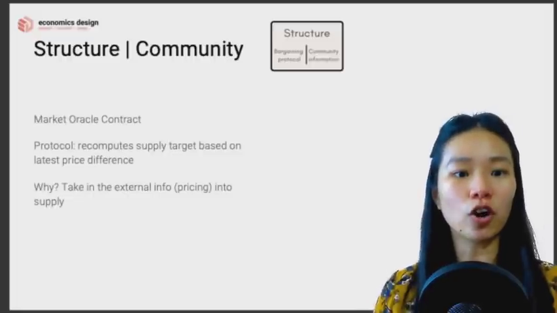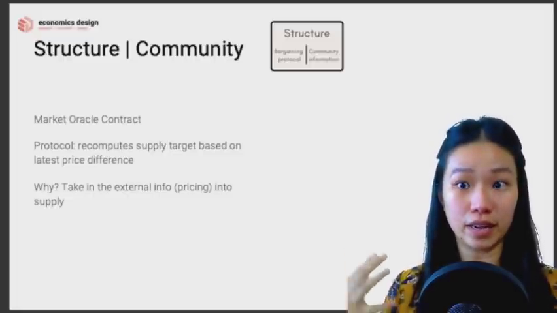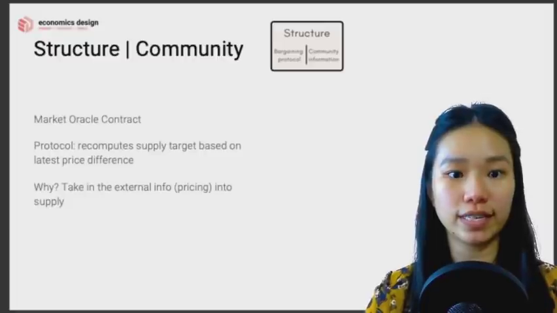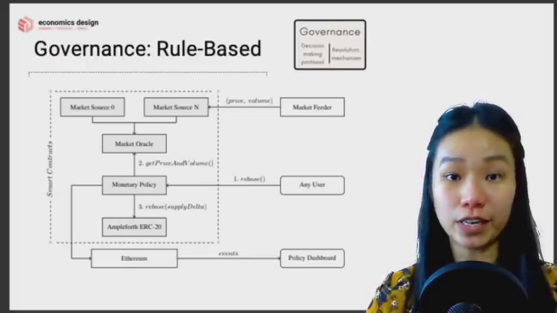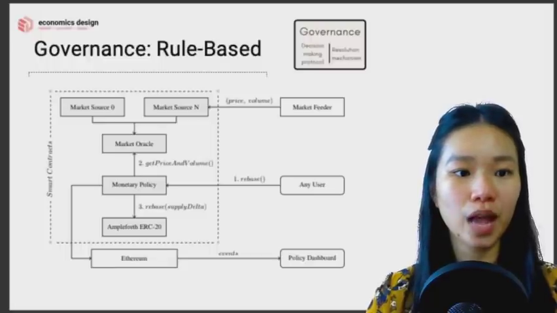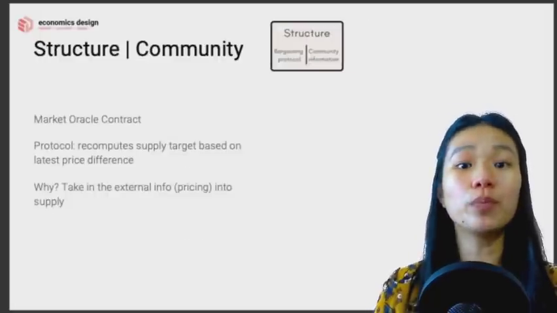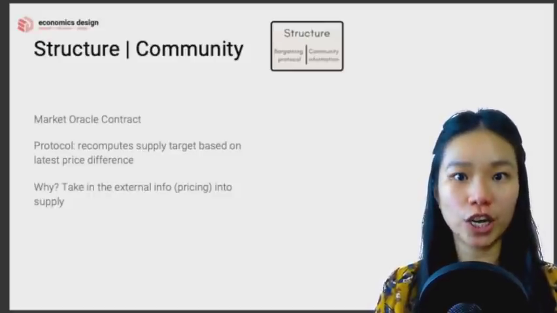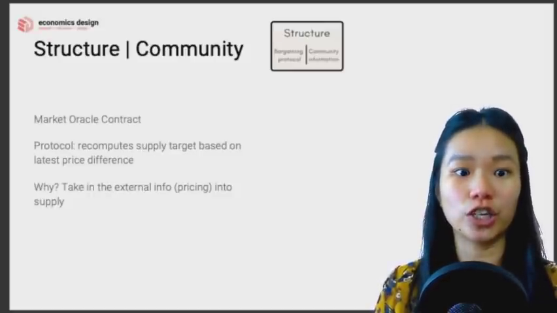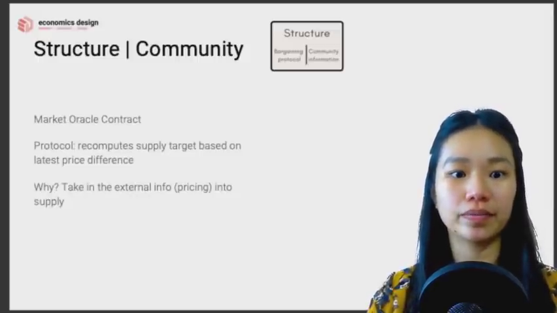So the protocol will be taking in the information that's given by the contract, as we have seen in this very beautiful diagram of the market feeder with price and volume. And they will recompute the supply target based on the latest price difference. So when prices change, then the supply will also change. And so the protocol will be calculating that.